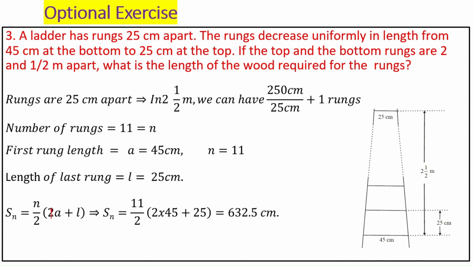So it will become 70. 35 into 11 is 385. 350 plus 35, which is 385 centimeters. Okay, this is the correct answer. Okay, next.